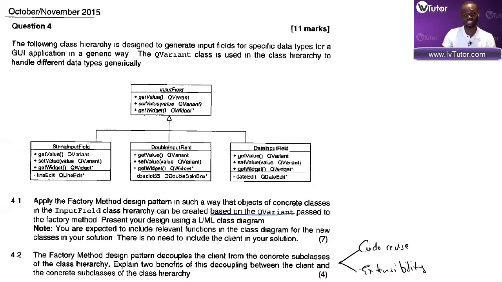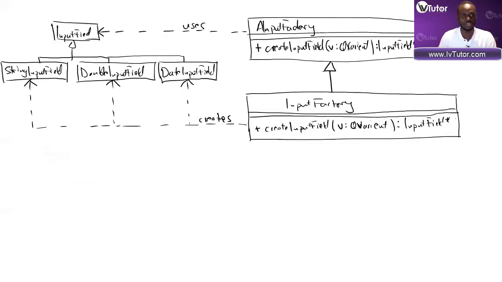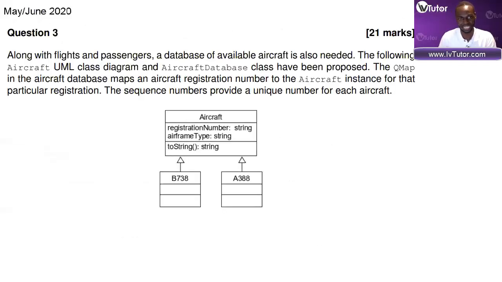Extensibility makes it easier to extend your application because you can now include more input fields, and you won't need to touch your client. You just have to go and edit your factory to return more of those instances. So adding more instances won't affect your client. So now this is more like a general question on the benefits of using the factory method design pattern.